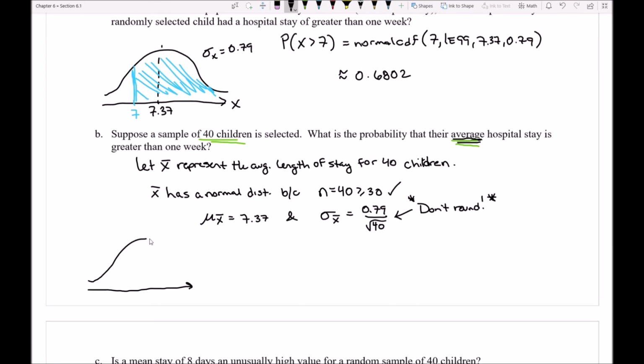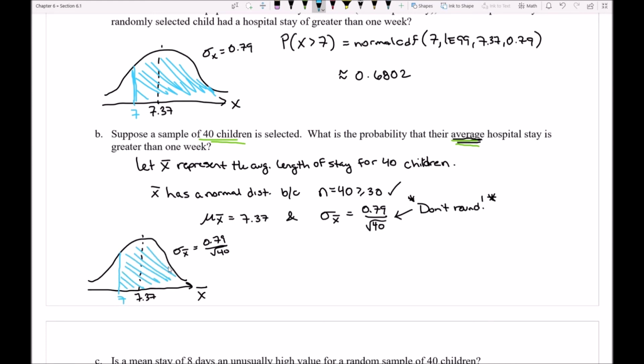I'm going to draw a picture here now of this distribution. Notice though my variable's different. I have x bar. I'm going to put x bars on my number line now. So I want to know, what's my average x bar? Oh, I have that. It's still 7.37. Notice though that my standard deviation is different now. It's now 0.79 divided by square root 40, and I'm not going to round that. I still want to know, what is the chance that this average comes out greater than 1 week. So I'm still going 7 days and higher.